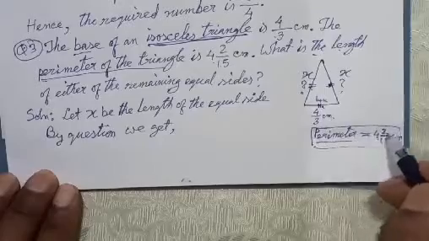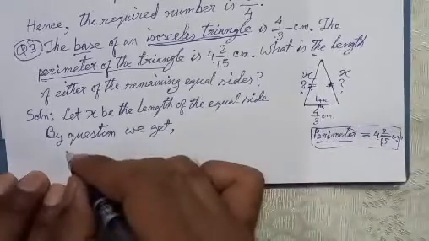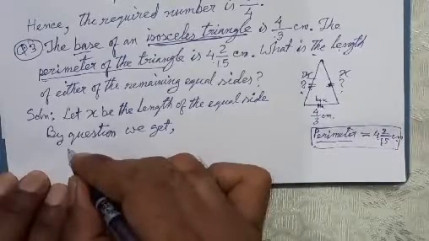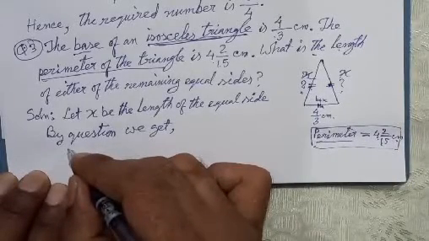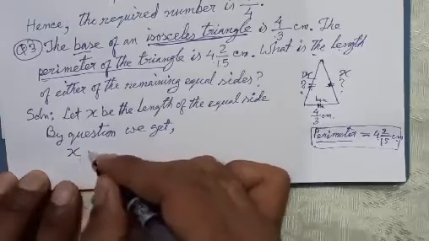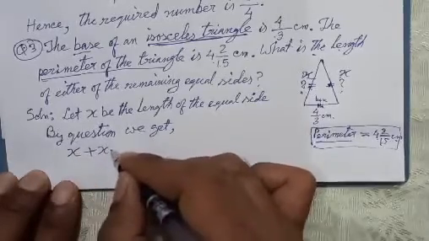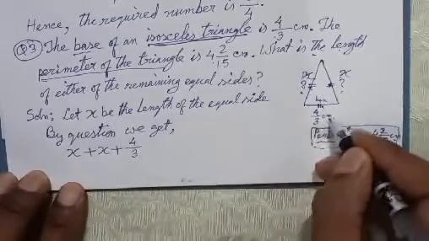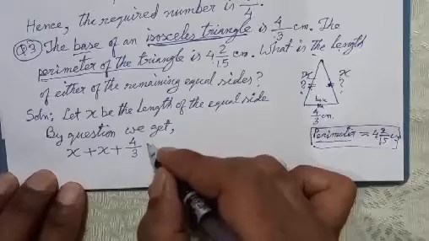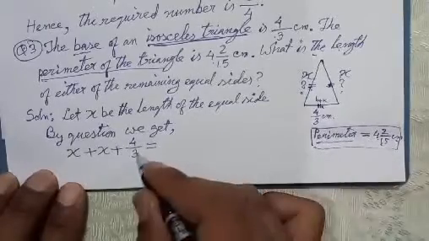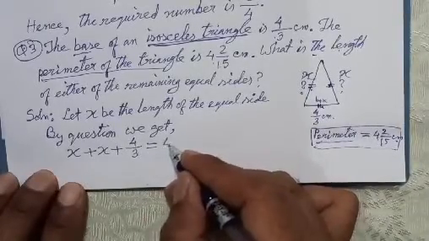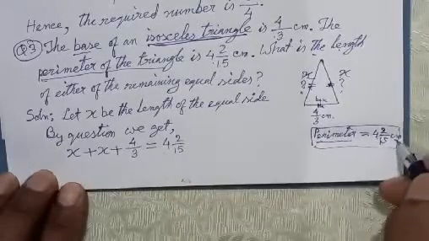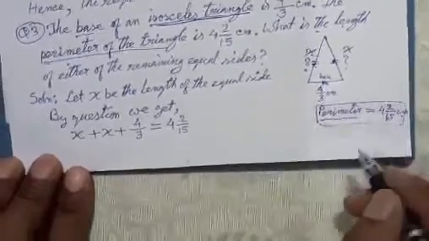Perimeter of the triangle is 4 whole number 2 by 15 centimeter. So perimeter means x plus x, the sum of the lengths of the three sides. That means first side x, second side also x, and the third side is 4 by 3, and this is centimeter, but let's not write the unit. Is equal to, this is the perimeter, 4 whole number 2 by 15, and the unit is centimeter. Let's not put centimeter.